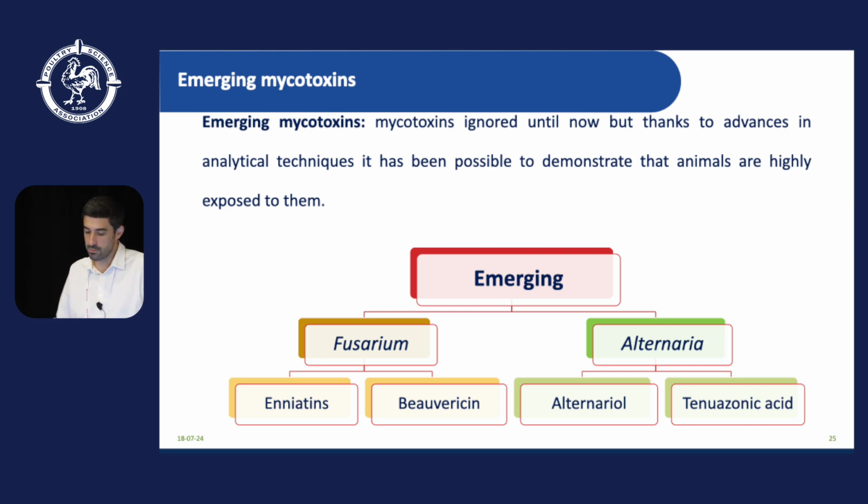This is also important because until now we were always saying that Fusarium, Penicillium, and Aspergillus are the main fungi producing mycotoxins, but now also Alternaria is getting a lot of interest because we have detected the large presence of Alternaria all over the world. The main mycotoxins that Alternaria produces are alternariol and tenuazonic acid, and actually tenuazonic acid has been the most frequent one detected in the poultry farms.